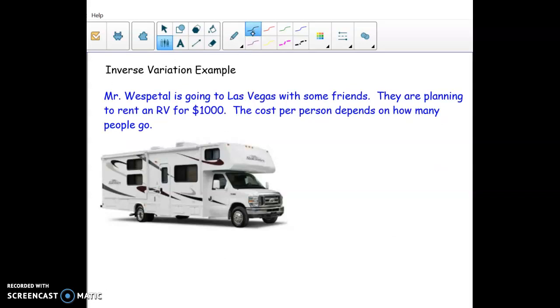So this is an example from my real life where at one point me and a bunch of buddies rented an RV, and it was quite a bit. I think it was about $1,000. I just made it $1,000 to make this example simple. But we split that cost among the people. So the cost per person was equal to $1,000, that's the constant of variation, that's k, divided by however many people went. Written another way, we could just say y is equal to 1,000 over x. And that's what an inverse variation looks like. It's just a fixed number, a constant, over x.